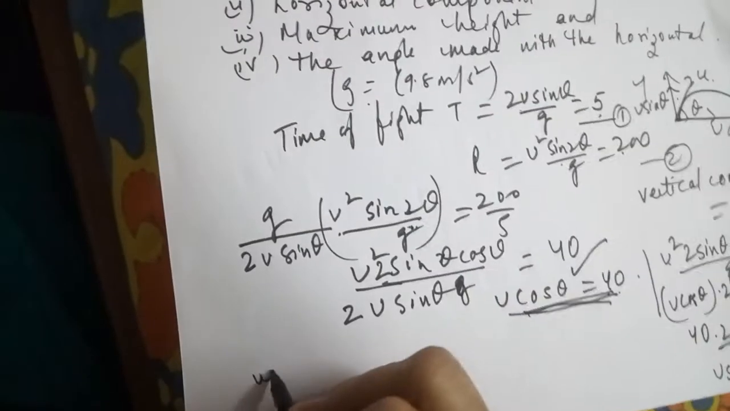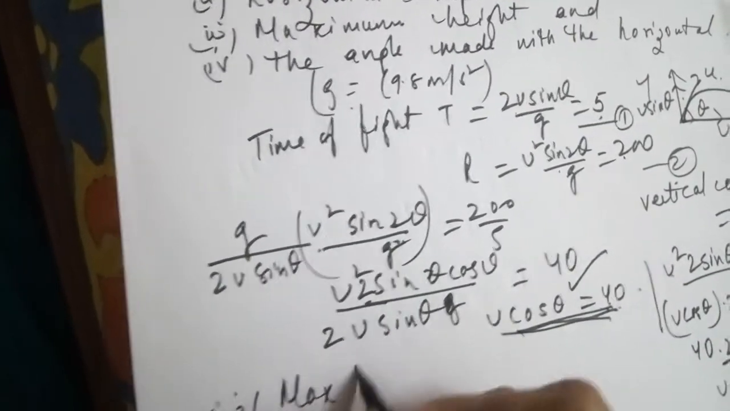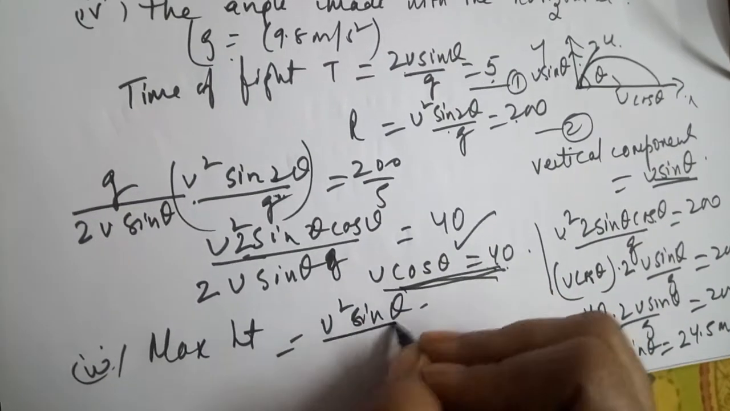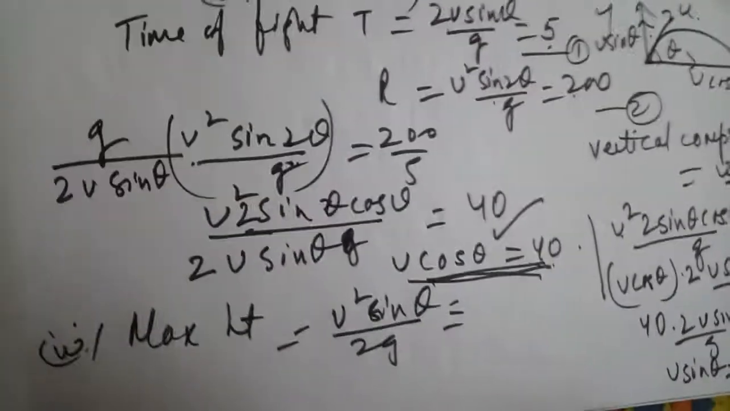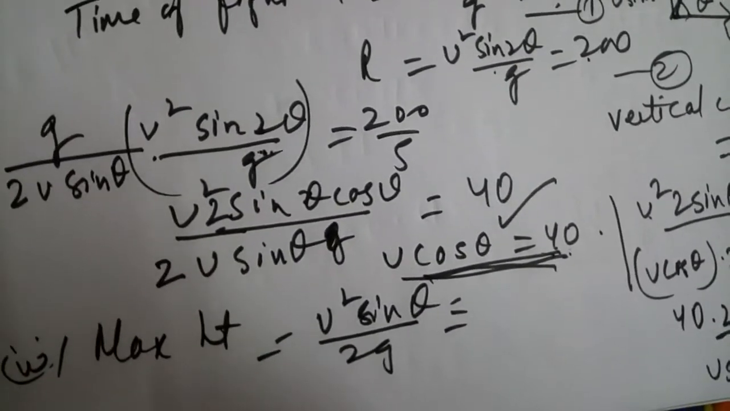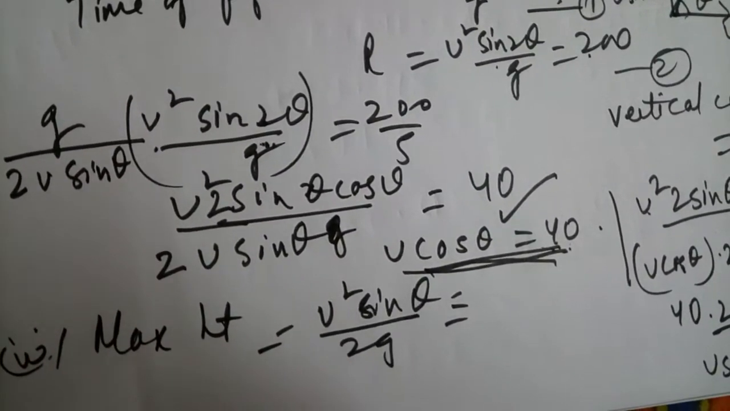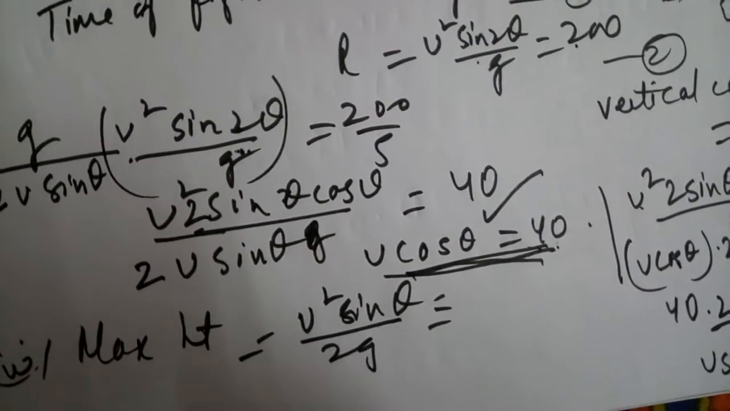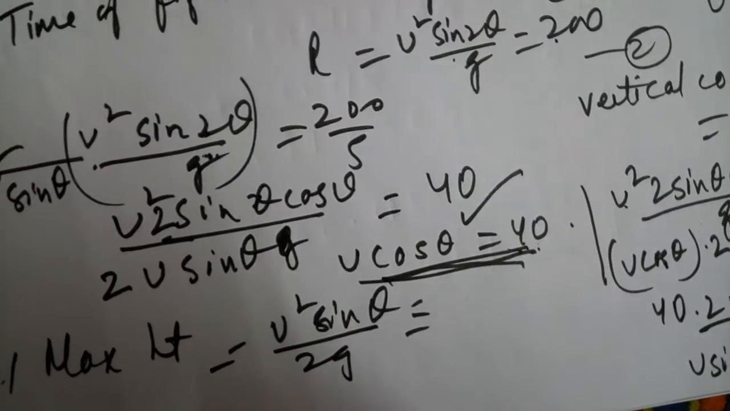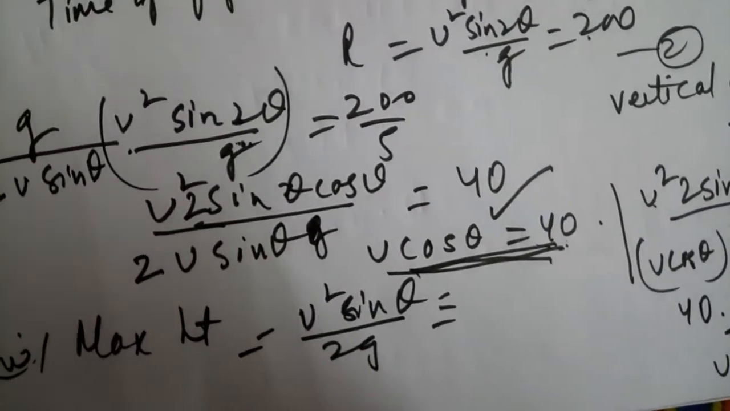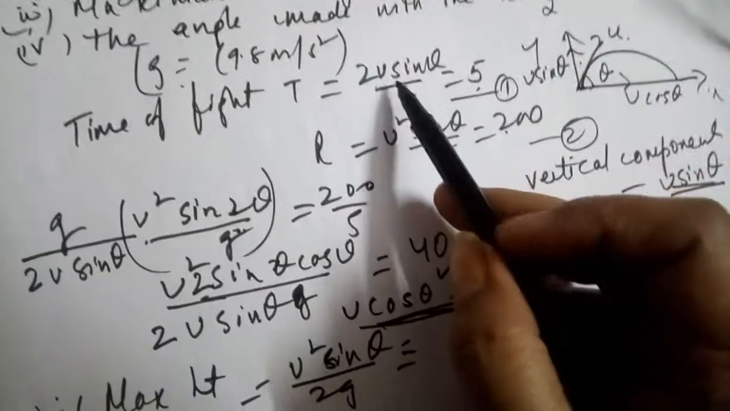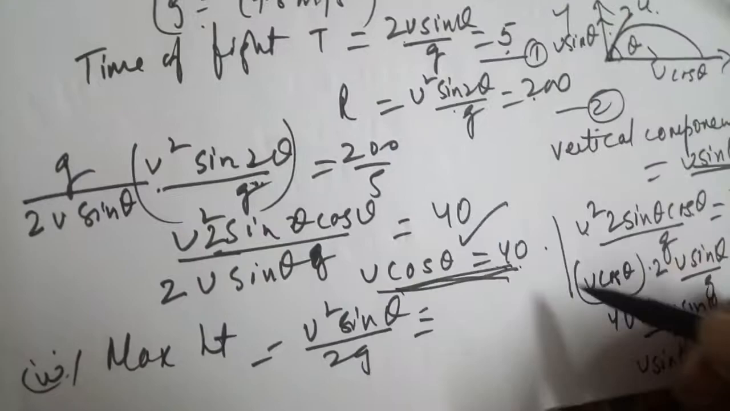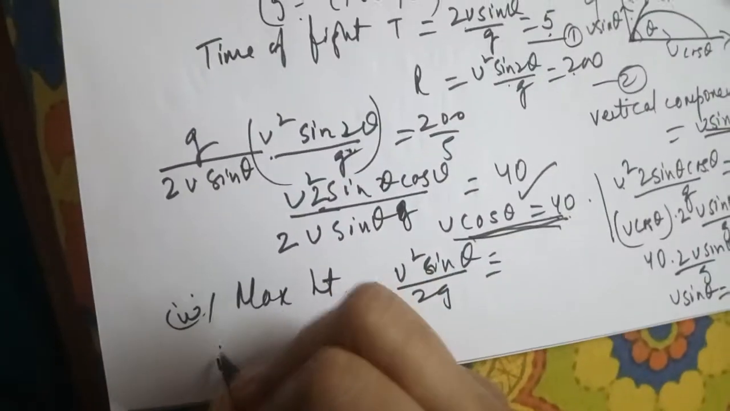Third, we need to find out the maximum height. So what is the maximum height formula? U square sin square theta by 2g. We know the value of u sin theta, so we can substitute the values to get the maximum height, and also the time of flight. Let's find out the value of angle theta first.